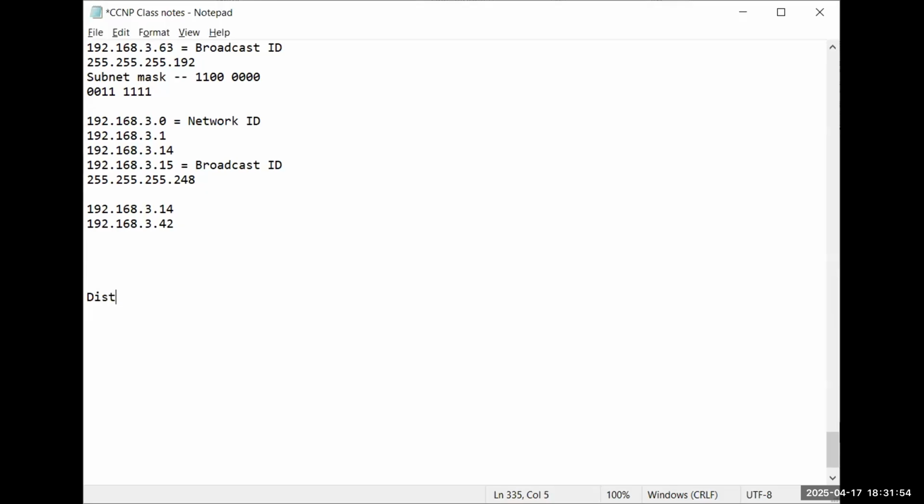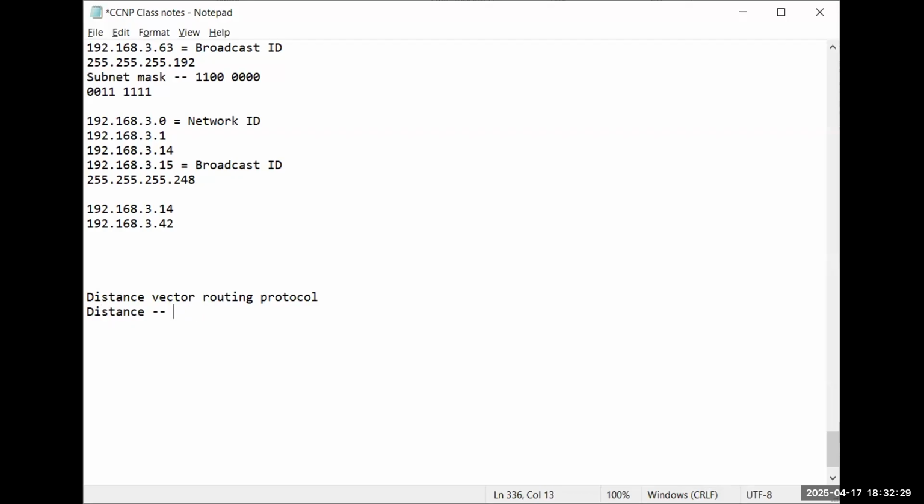So first is distance vector protocol. Okay, so here, these routing protocols are going to use distance as a metric to reach the network. Okay, so distance is nothing but distance as a metric.